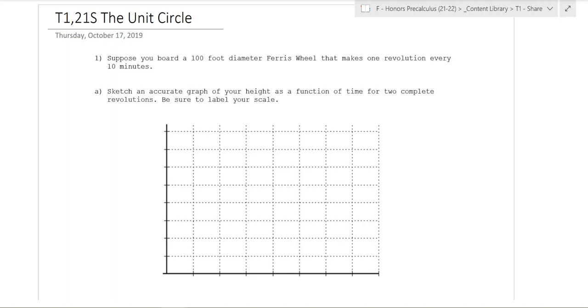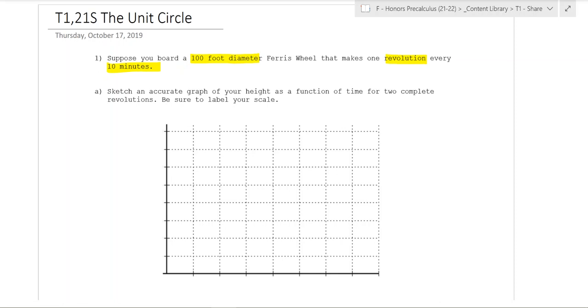It's a big day because we get to talk about the unit circle, and we get to start with talking about Ferris wheels, which I know you love. Suppose you board a 100-foot diameter Ferris wheel that makes one revolution every 10 minutes. Sketch an accurate graph of your height as a function of time for 2 complete revolutions.